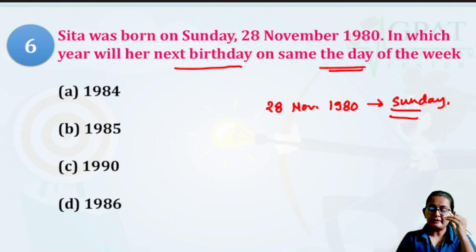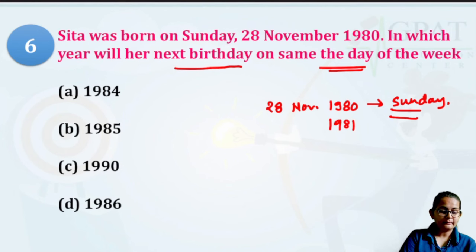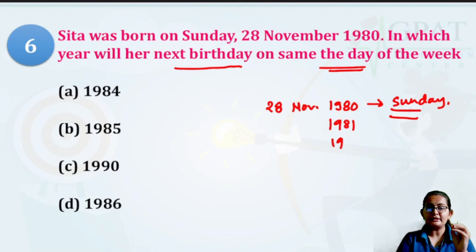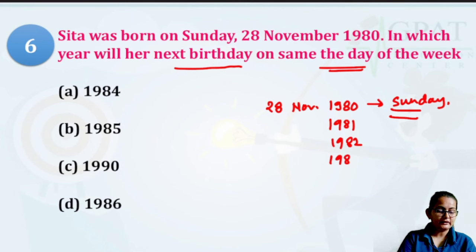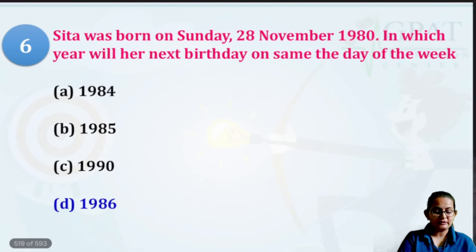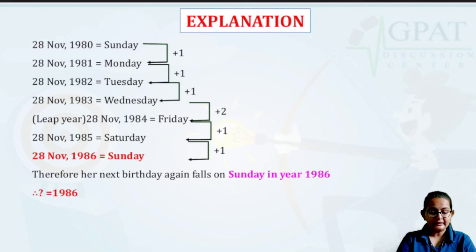So again you have to go one by one and check when the Sunday will come after 7 days. See which year it will be Sunday. So go on 1981, 1982. Again you have to use the same principle: from general year to general year +1, from leap year to general year +2. This is how you have to do it. 1982, 1983. Going through 1980, 1981, 82, 83, 84, 85 and 86, these are all general years, so +1, +1, +1.